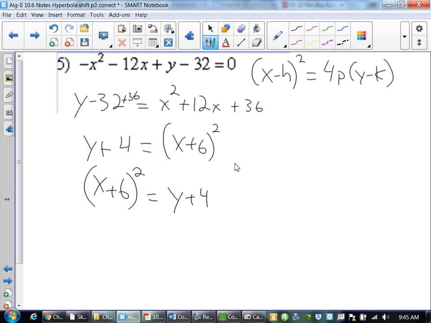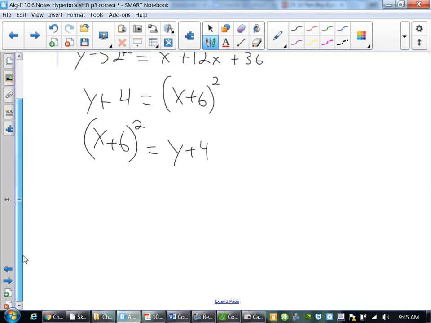So now, the only thing left to do here is to figure out what your value of 4p is. So what do you have to factor out of this? What's the coefficient of y? 1. That was the trick. You wind up with x plus 6 quantity squared equals 1 times y plus 4.